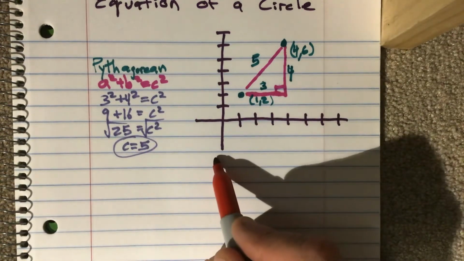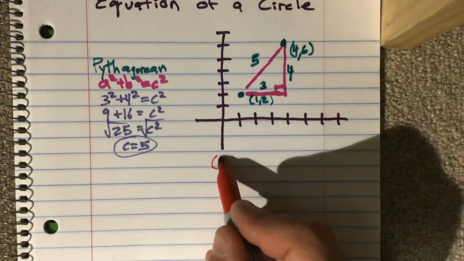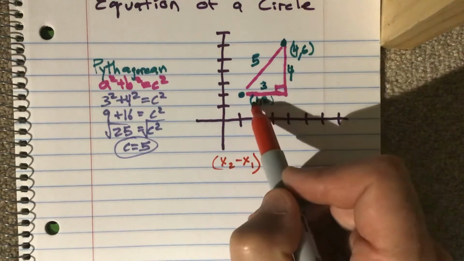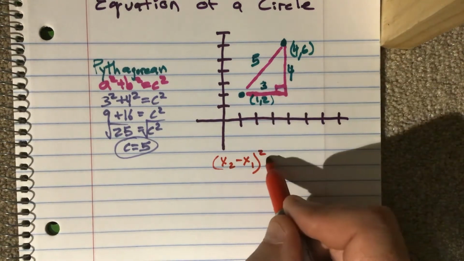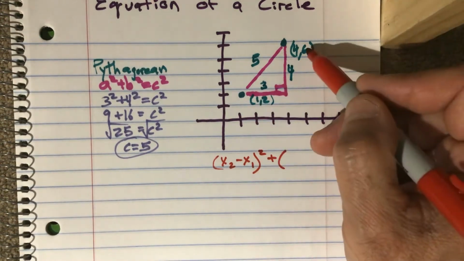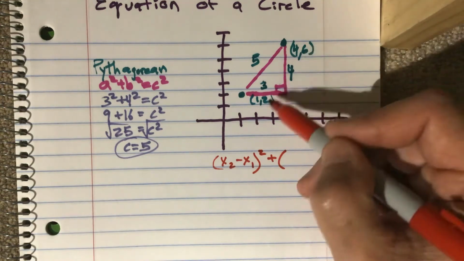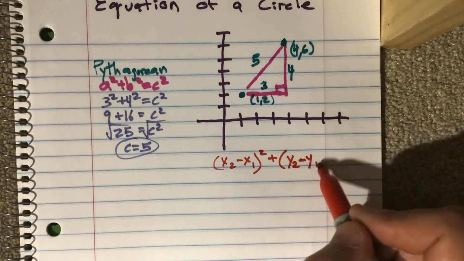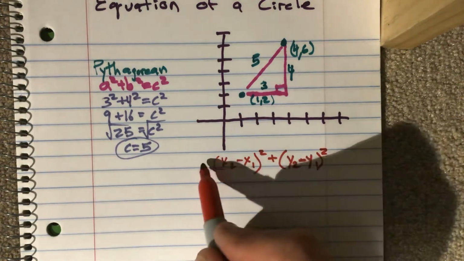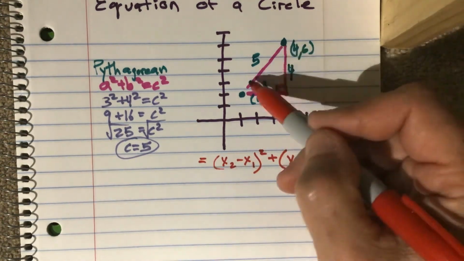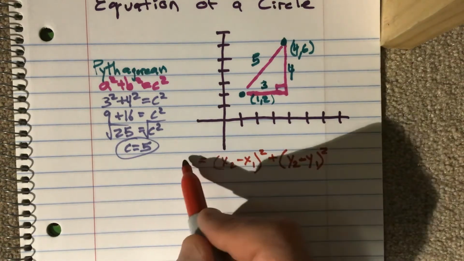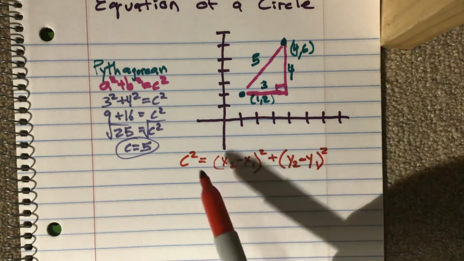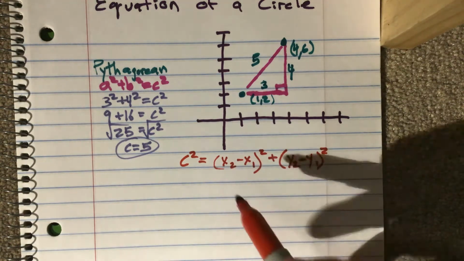It says the difference in the x's, x2 minus x1, which is what I talked about here, 4 minus 1, squared, plus the difference in the y values, which we said was 6 minus 2. This is just in general, squared, equals the third side, which we'll call c squared. Okay, so that's the Pythagorean theorem. That's a squared plus b squared equals c squared. But we call it the distance formula.